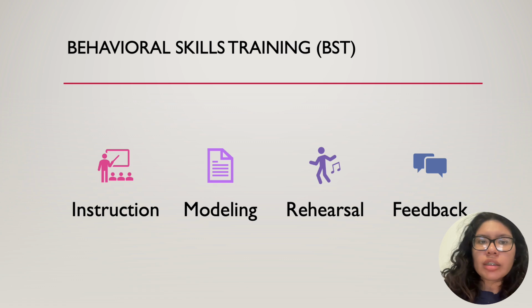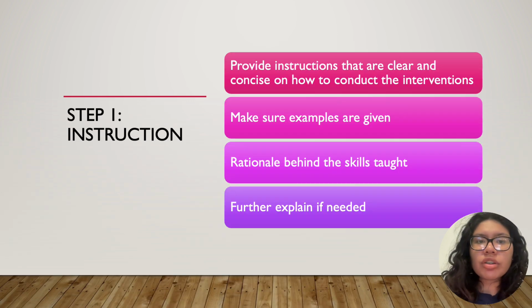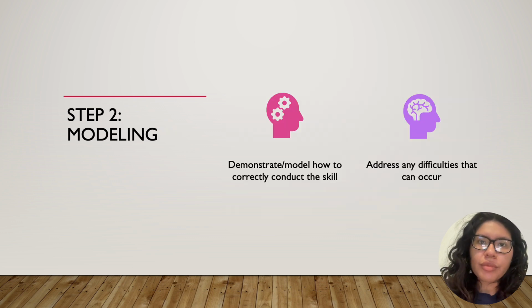Behavioral skills training, BST, is an instructional procedure used in ABA to teach new behaviors or skills, and it's often used in staff training. There are 4 steps in BST, which include instruction, modeling, rehearsal, and feedback. In the first step, instruction, we're going to provide instructions that are very clear and concise on how to conduct the interventions. We're also going to make sure examples are given if needed, and that we're explaining the rationale behind the skills taught. And we're going to do further explanations if needed. Now, with modeling, we're going to model how to correctly conduct the skill, and we're going to address any difficulties that occur.